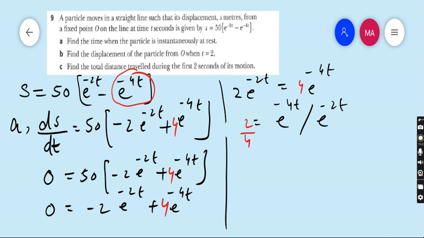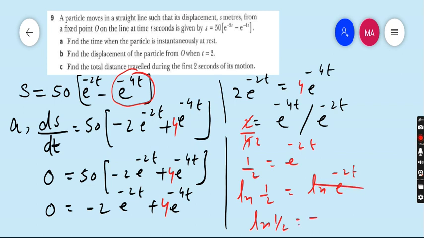So 2 upon 4: 2 ones are 2, 2 twos are 4, so 1 upon 2 is equal to e power minus 2t. Taking ln on both sides, ln 1 upon 2 is equal to ln e power minus 2t. ln and e cancel, minus 2t.